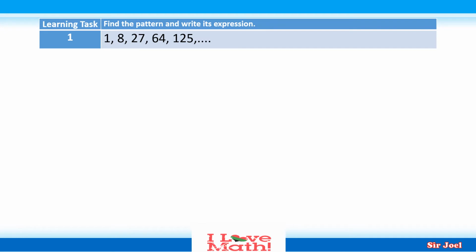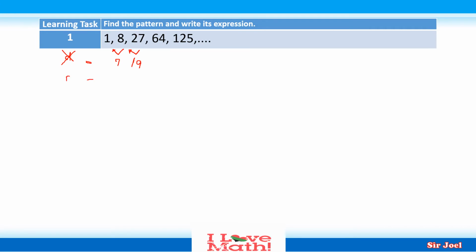Sequence number 3: 1, 8, 27, 64, 125. So, tingnan natin, meron bang common difference? 8 minus 1, the answer is 7. And then 27 minus 8, the answer is 19. So, ibig sabihin, wala tayong common difference. Ngayon, tingnan naman natin kung may common ratio.